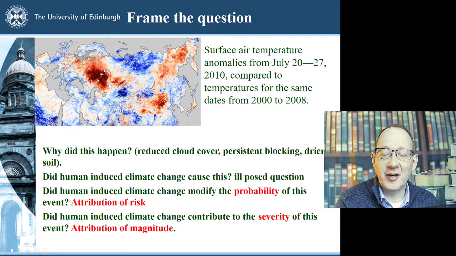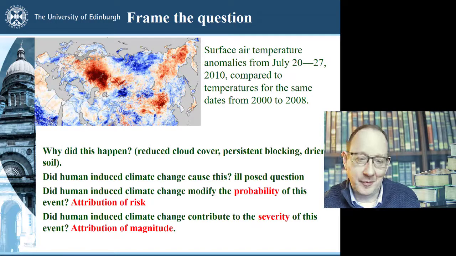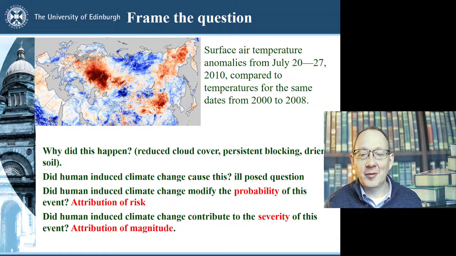So we might first ask, well, why did this happen? Well, the principal drivers of this would be reduced cloud cover, which in turn led to increased solar radiation. How do you get reduced cloud cover? Well, you need a persistent block, so a long-lasting block. Increased solar radiation that you get from the reduced cloud cover leads to drier soil and higher temperatures, because more of the energy gets turned into sensible heat rather than evaporating water.